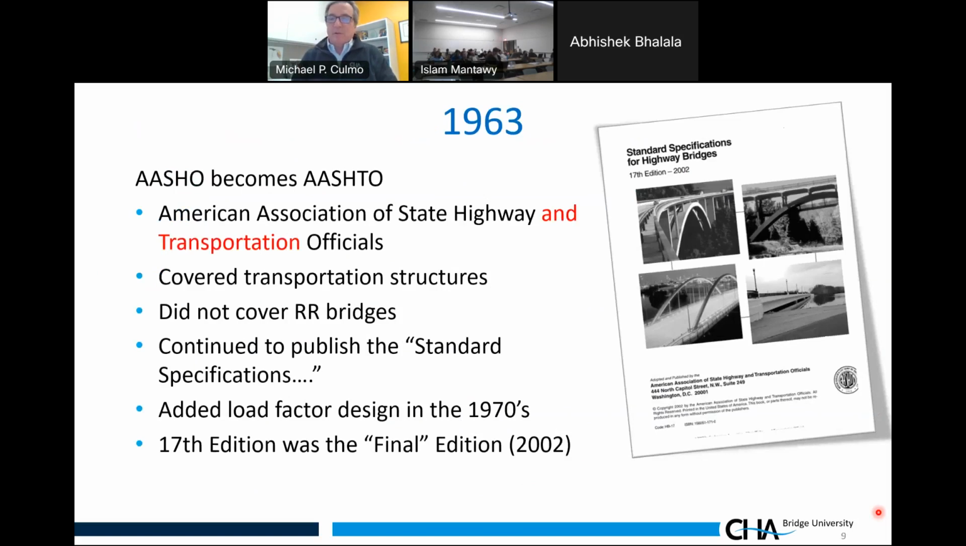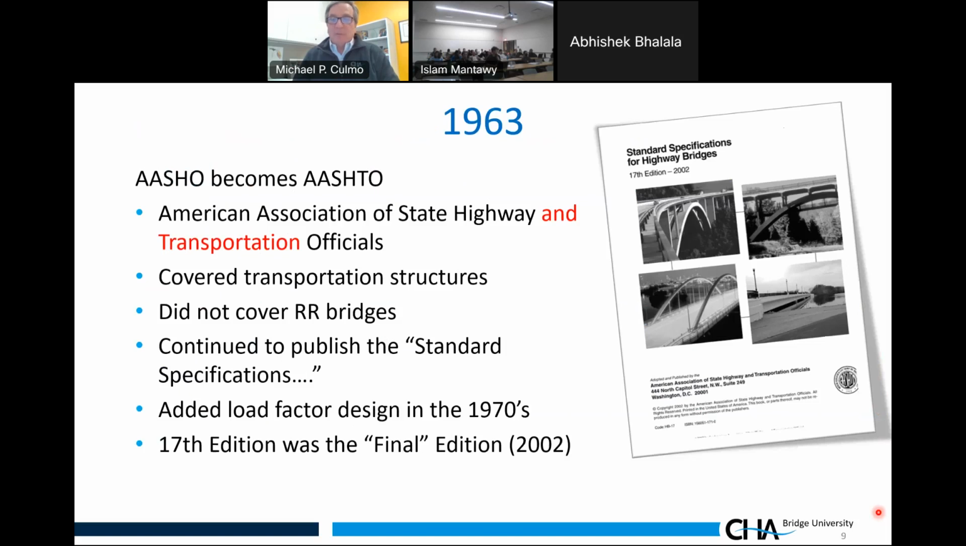Railroad was done by another group called AREMA, which used to be called AREA. So there is a separate railroad code out there. But anyway, AASHTO now covers both highway and other types of transportation, like ports and airports and shipping ports and things like that. So at the time, AASHTO covered all transportation structures with the exception of railroads.